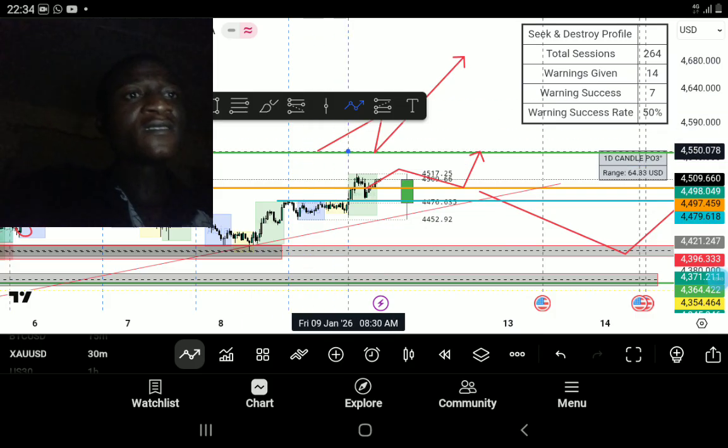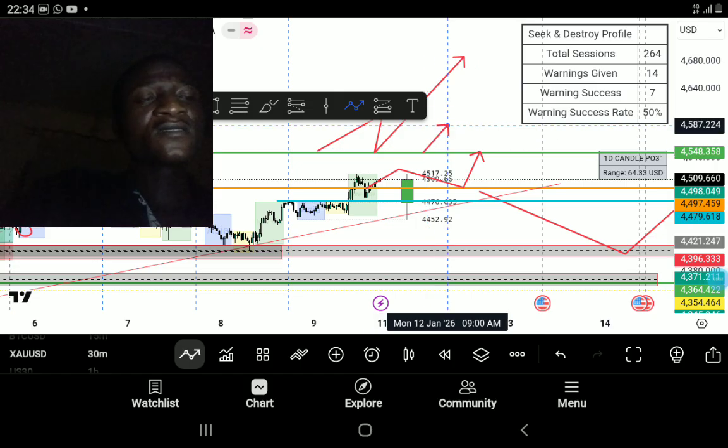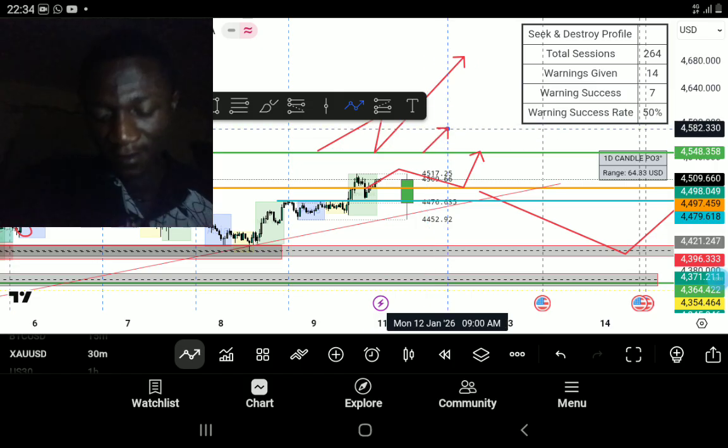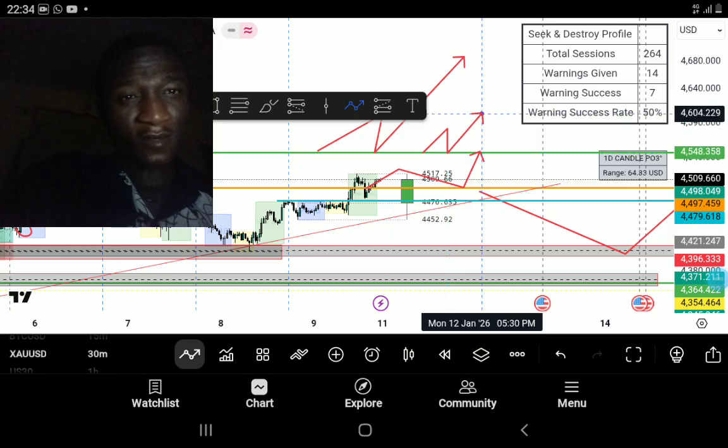So we're expecting gold to break this region. This is a daily resistance, all-time high. So I'm expecting gold to break out of it, come for a retest, then give us proper confirmation, then we'll ride it to the top.